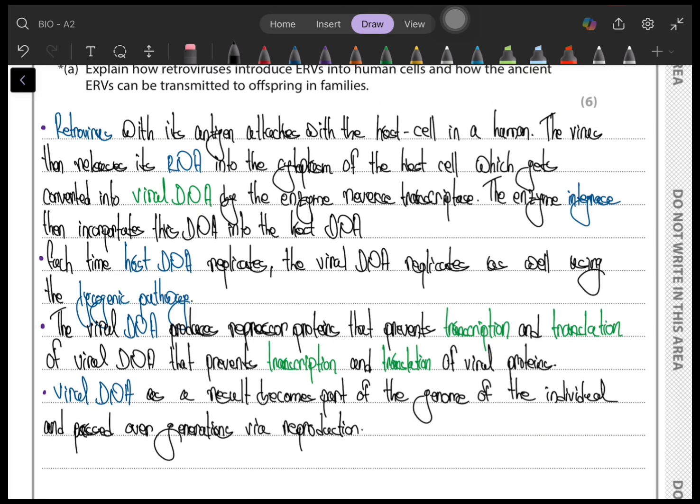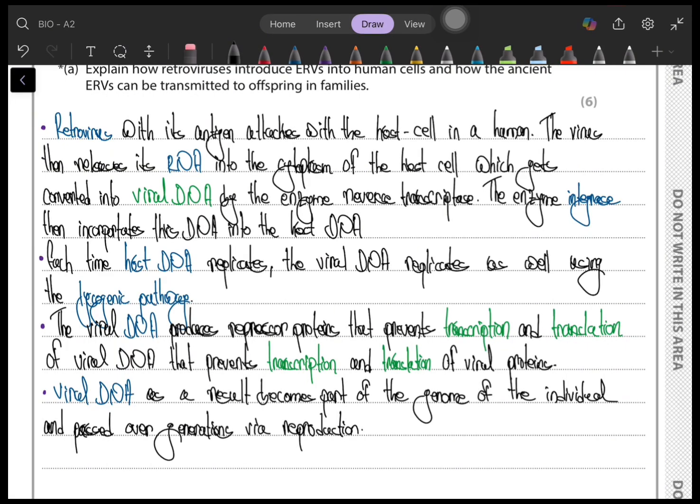Retrovirus with its antigens attaches to the host cell in a human. The virus then releases its RNA into the cytoplasm of the host cell, which gets converted into viral DNA by the enzyme reverse transcriptase. The enzyme integrase then incorporates this DNA into the host DNA. Each time the host DNA replicates, the viral DNA replicates as well using the lysogenic pathway.